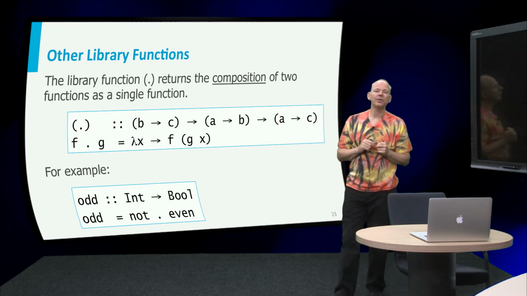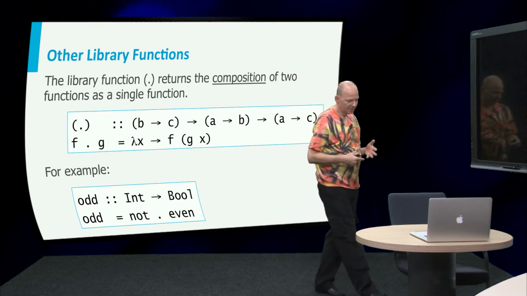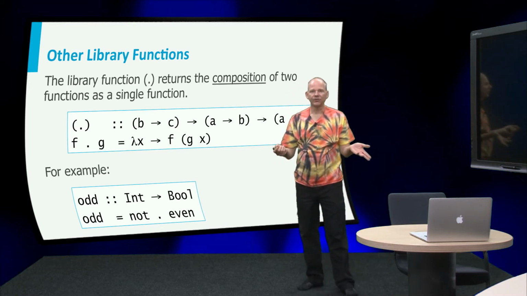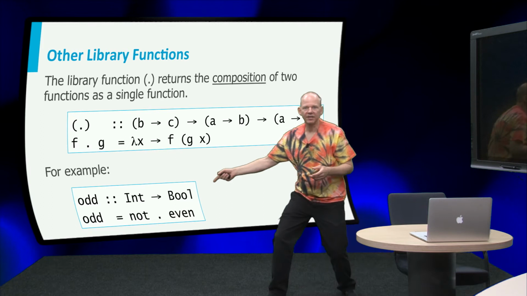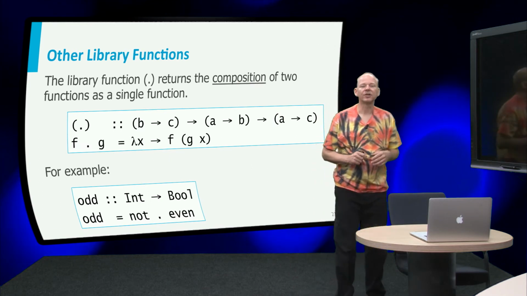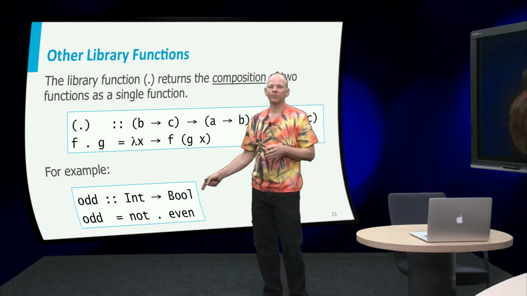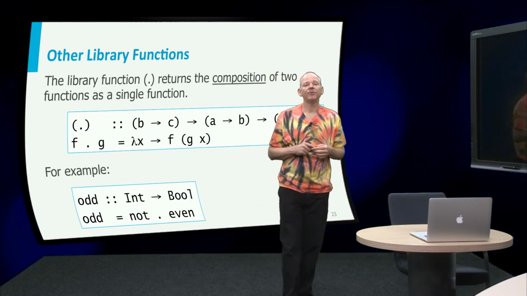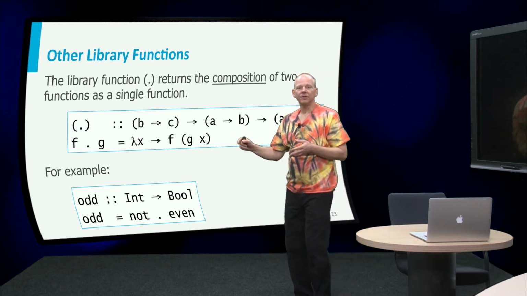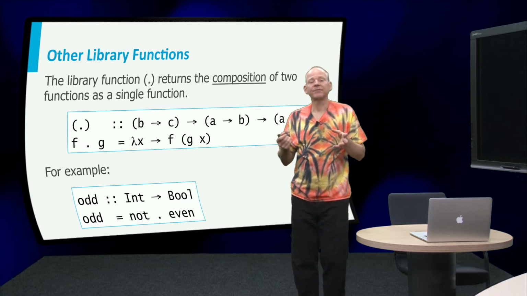And here's an example of using function composition. Suppose we want to define the function odd that checks whether an integer is odd. Well, odd is defined as not dot even. There we go. The definition says, first check whether it's even, and then invert the result. And this definition here is what people often call point-free style. Because the other way we could write odd would be lambda x, not of even of x.